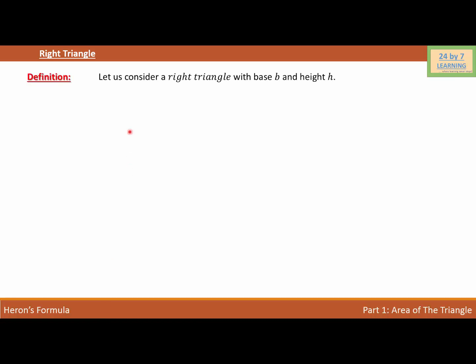Right triangle. Let us consider a right triangle with base b and height h. So this is my right triangle. Let this vertex be P, this vertex be Q, and this be my vertex R. Let the triangle be right angled at point Q. So this is my right angle. Let the height of the right triangle be h and the base be b.